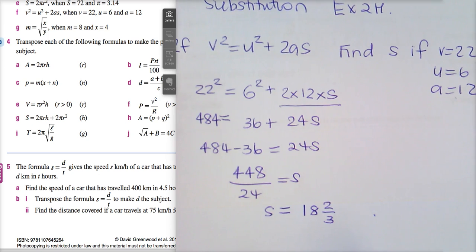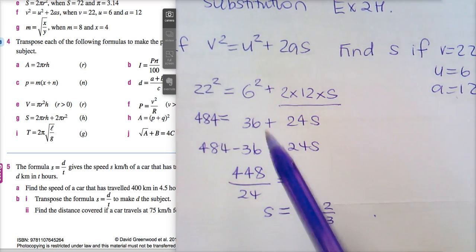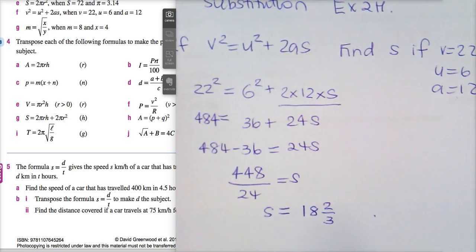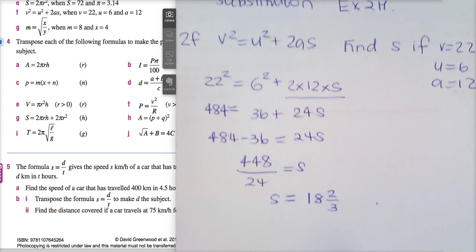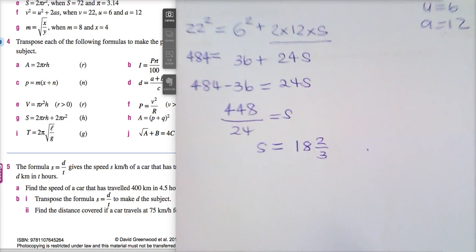I've got a question. Instead of writing 484 minus 36, can I just write the answer straight away? Yeah, that's fine. A lot of people just do it in one step. They go 484 minus 36 divided by 24 all in one step. Okay, I'm going to go and do some with squares, square roots, etc.